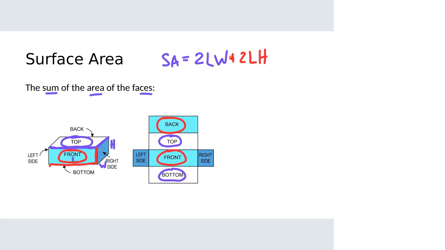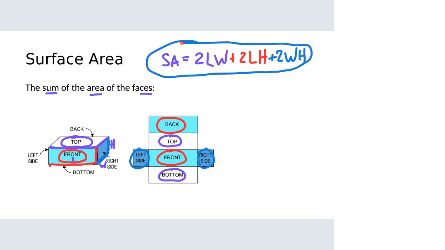And so far in our formula over here, we have the top and bottom, and we have the front and back. Now we just need the left and right. On the right-hand side, that's width times height. So width times height will give us the right-hand side. Since the left-hand side is exactly the same, we have 2 of those. And so our formula for the surface area of a box is 2 times length times width plus 2 times length times height plus 2 times width times height. Let me know if you have any questions on how we built that formula.